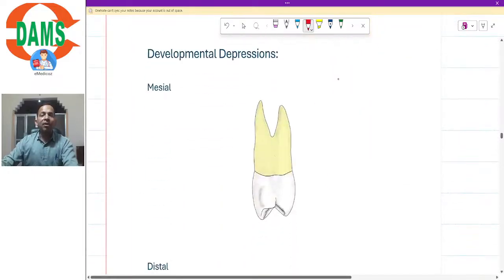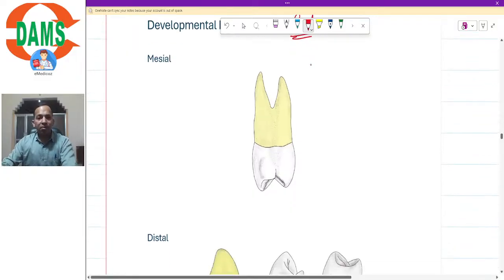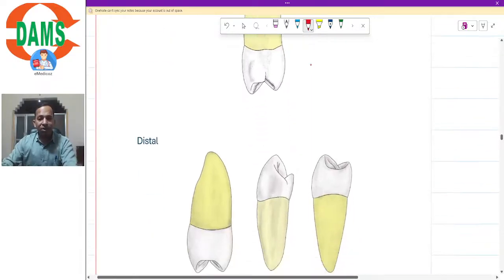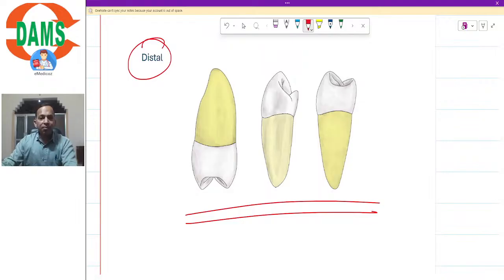So next is developmental depressions on the root. As I told you yesterday, some teeth will have a deeper or more prominent mesial developmental depression. Some will have prominent distal developmental depression. Maxillary incisors, for example, had a more prominent mesial developmental depression. But in case of premolars, they will usually have a prominent distal developmental depression. As you can see, 3 of these premolars have a prominent distal developmental depression, isn't it?